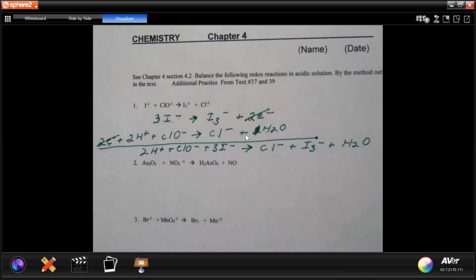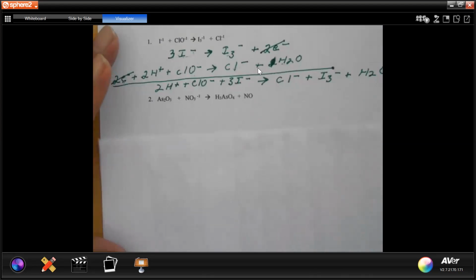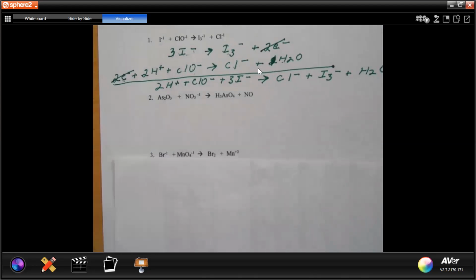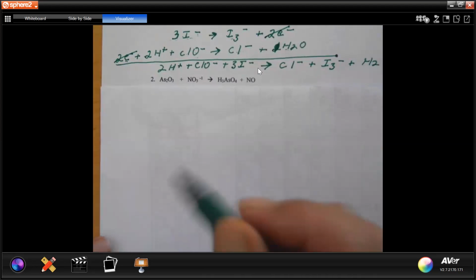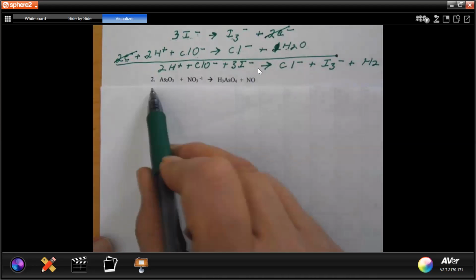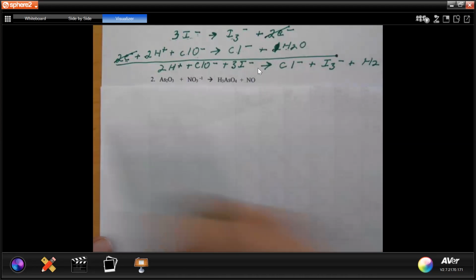Now, the next one is a little bit harder. And you might want to do these on a separate page, not necessarily try to squeeze them in onto this page, because I'm going to end up writing a couple of things for this one. But it's the same process. I'm going to split it into 2 half reactions. I'm going to balance each half reaction, and then I'm going to add them together.